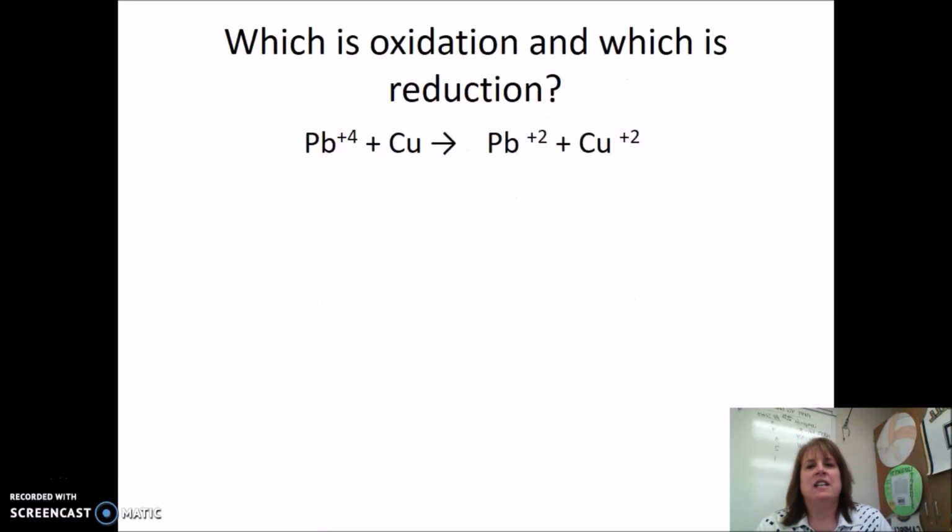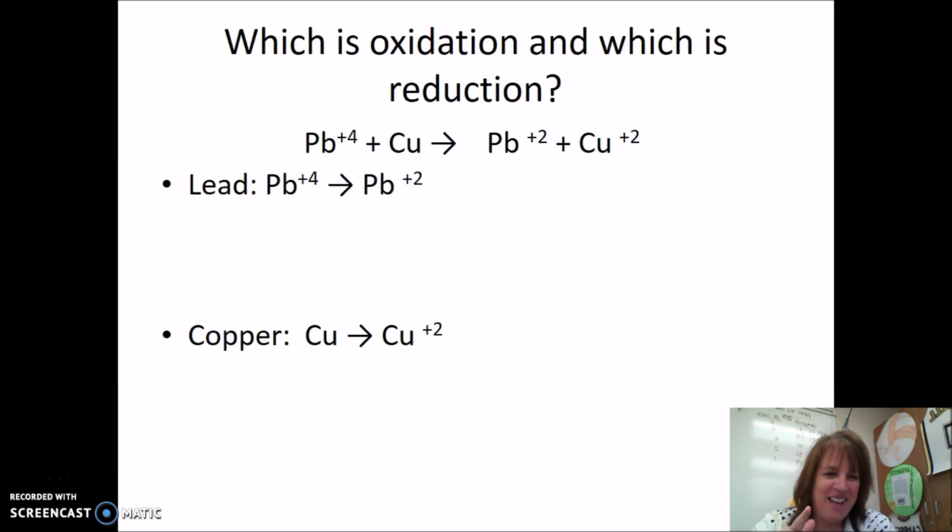So let's take a look at an example. Here we have lead plus 4 plus copper without a charge, yielding lead plus 2 plus copper plus 2. Which one is being oxidized and which one is being reduced? Well, let's split them into half reactions. So let's pull the lead out, let's pull the copper out, and take a look at how those charges are changing.